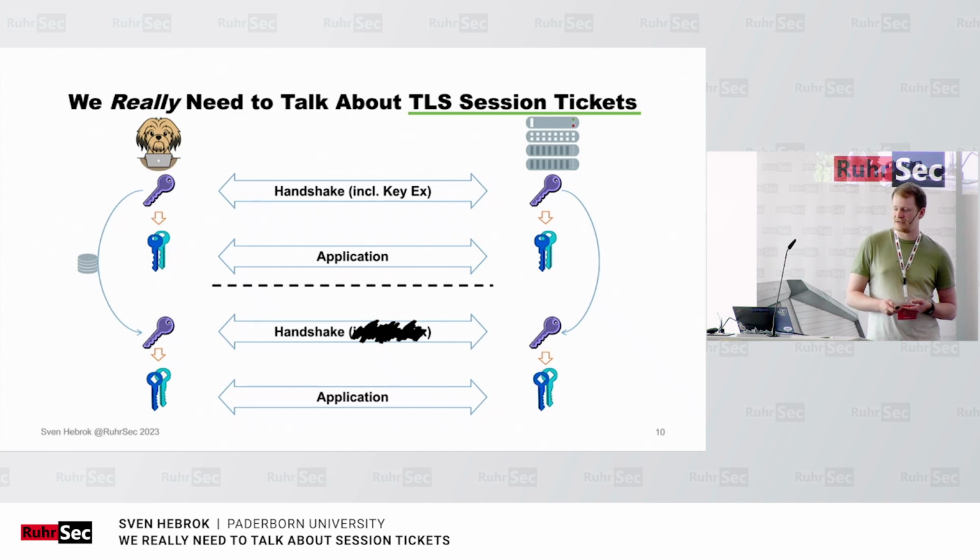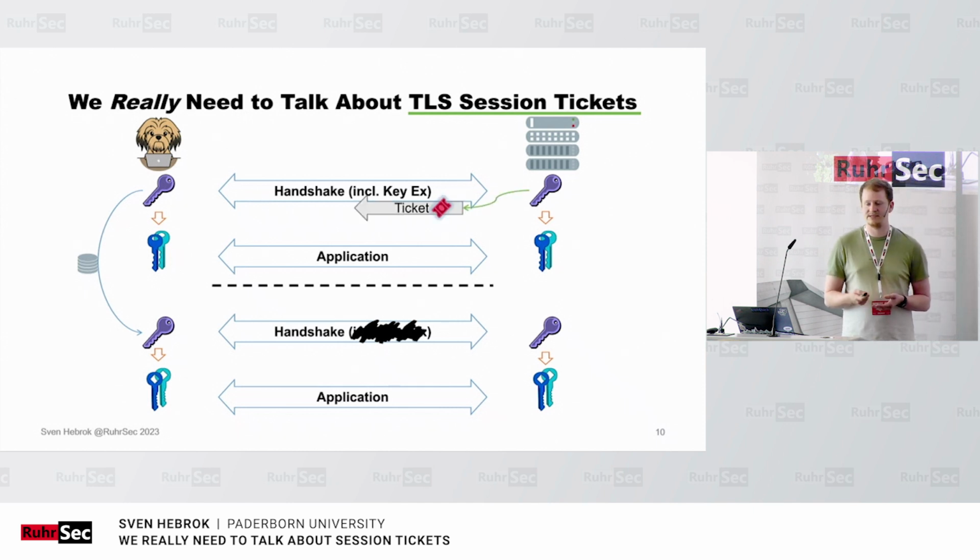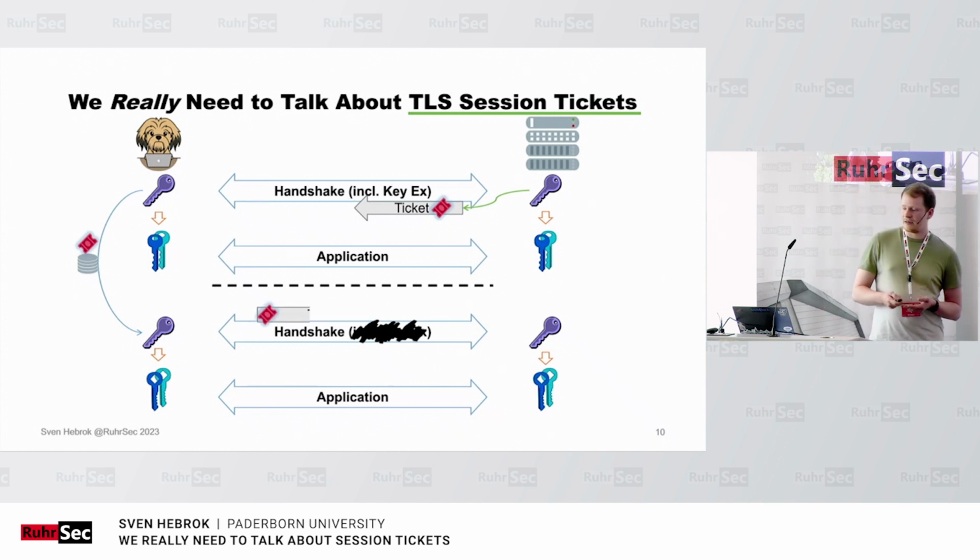So the idea is that we instead outsource the storage to the client. For this, the server takes the master secret and stores it in a ticket, which they send to the client. The client then stores this also, so the client has to store 2 things, and then upon resumption, they include the ticket and send it back to the server. So that's the high-level idea.